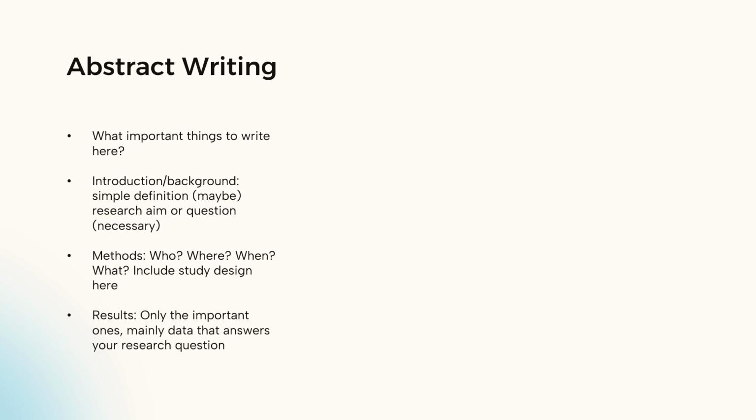In the results section, there are a lot of results that you may include sometimes. However, you only want to include the important ones and mainly the data that answers your research question. The conclusion here, again, is simply the conclusion of your article without any data, in a summarized manner.